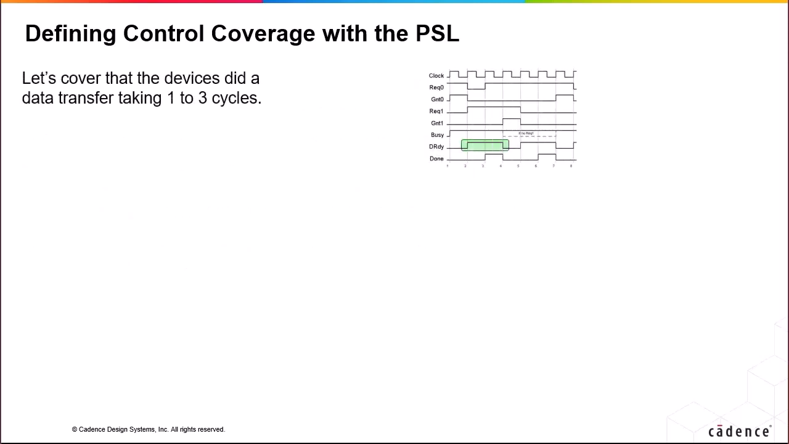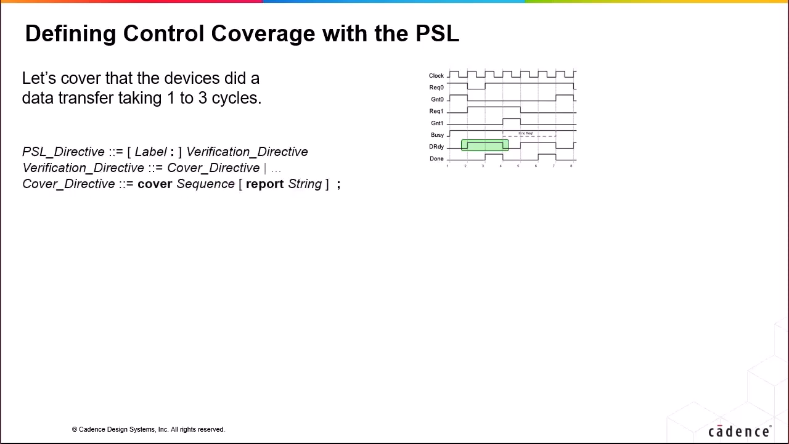Let's cover that the devices did a data transfer taking between 1 and 3 cycles. A Property Specification Language directive is an optionally labeled verification directive. Among the defined verification directives is the cover directive. A cover directive is, in order, the cover keyword, the sequence to cover, and an optional report clause reporting a string upon each cover completion.